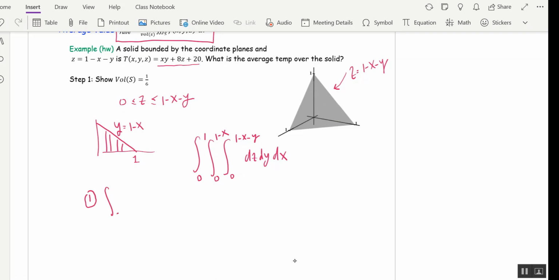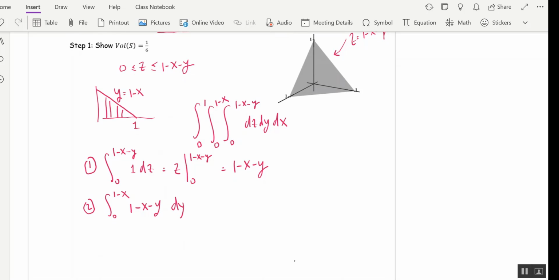So integral 1, 0 to 1 minus x minus y dz. I'm integrating the function 1. That would be z between 0 and 1 minus x minus y, which is 1 minus x minus y. So integral 2, we'll put the limits for the y variable, 0 to 1 minus x, and we'll integrate the answer from integral 1, which is 1 minus x minus y, and this is a dy. So we're doing the middle integral. Okay, so I want to think of this as 1 minus x minus y. Remember, x is a constant when you're integrating with respect to y, and so is 1.